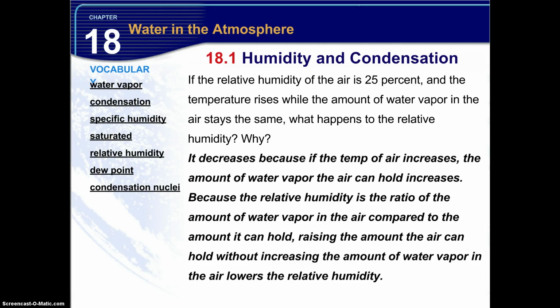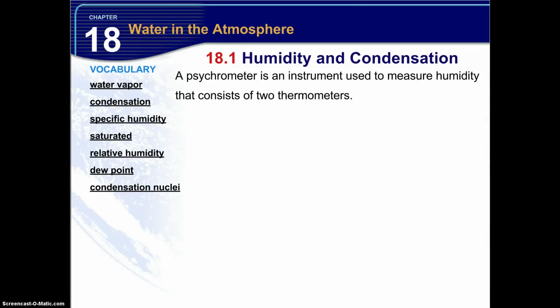It decreases because the temperature of the air increases, so the amount of water vapor the air can hold increases. Because relative humidity is the ratio of the amount of water vapor in the air compared to the amount it can hold, increasing the amount the air can hold without increasing the amount of water vapor in the air lowers the relative humidity. So it's like giving it more room with the same amount of water. So the relative humidity is lower.